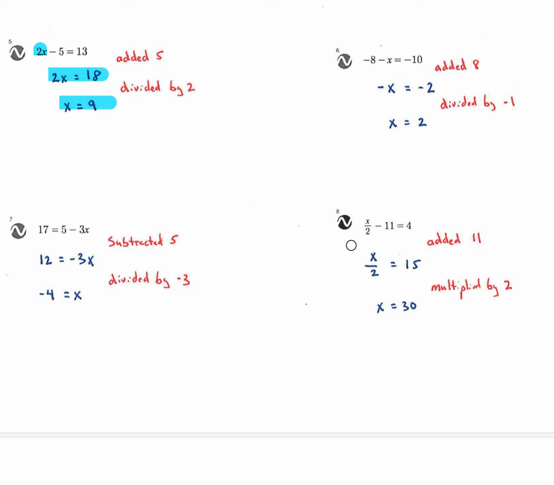Same thing here. I'm going to add 11 first. 4 plus 11 is 15. And then I'm going to multiply by 2.